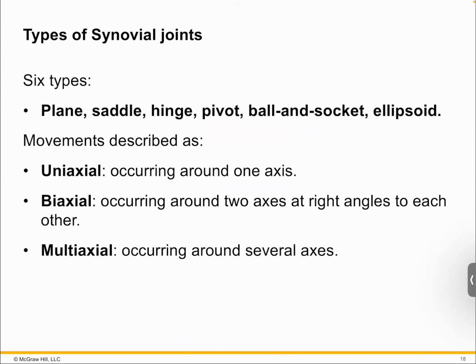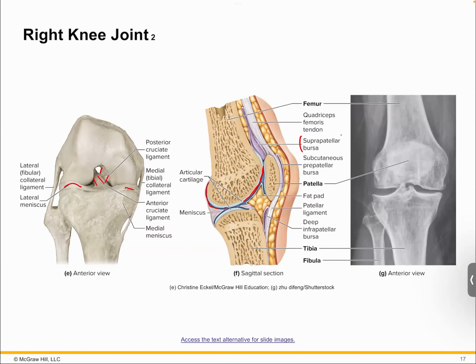Notice up here, you have a suprapatellar bursa. So you're sticking this one right in between the rectus femoris tendon and the femur, right? So that is to keep your rectus femoris tendon from scraping on your femur and causing a lot of pain.